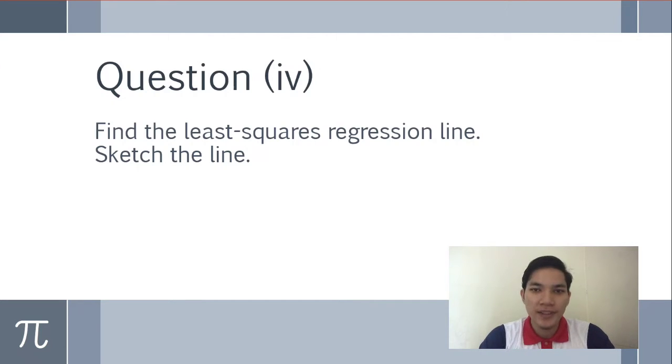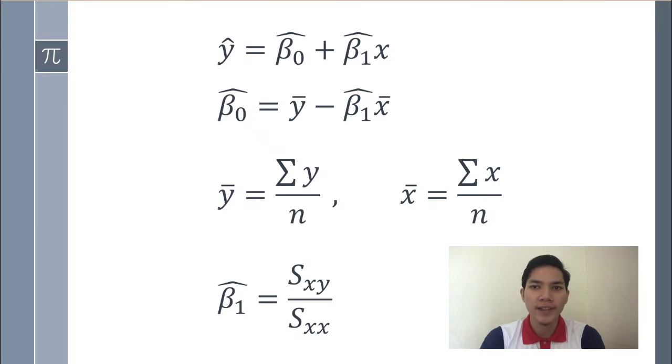So now, I will be solving question 4 from this PBL task. Question 4 is: find the least squares regression line and then sketch the line. Before we do this question, we should know the important formula, which is y hat equal to b naught hat plus b1 hat x.